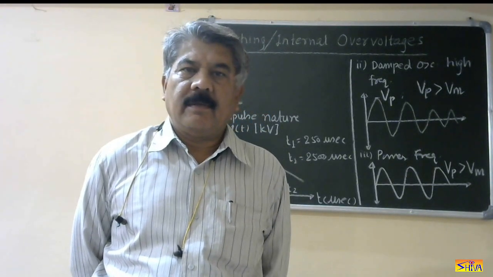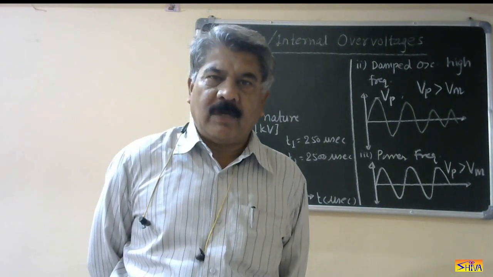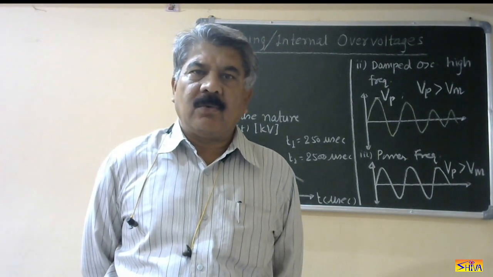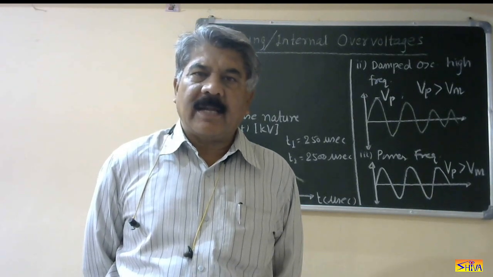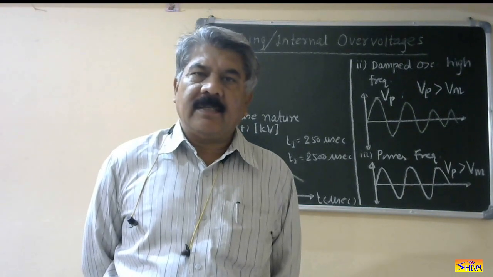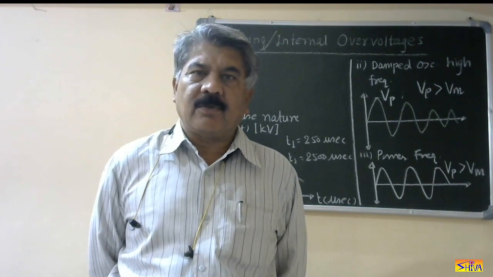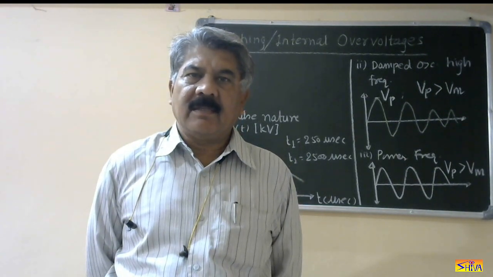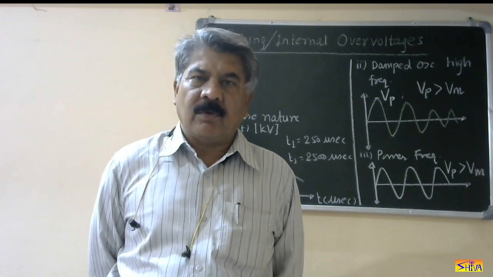Hello friends, good morning. In this second unit on over voltages, in the beginning I had told you there are two types of over voltages in the power system, that is lightning over voltage and switching over voltage. Lightning is outside the phenomena of power system, therefore it is also called external over voltage, whereas switching is within the power system, therefore they are called internal over voltages.